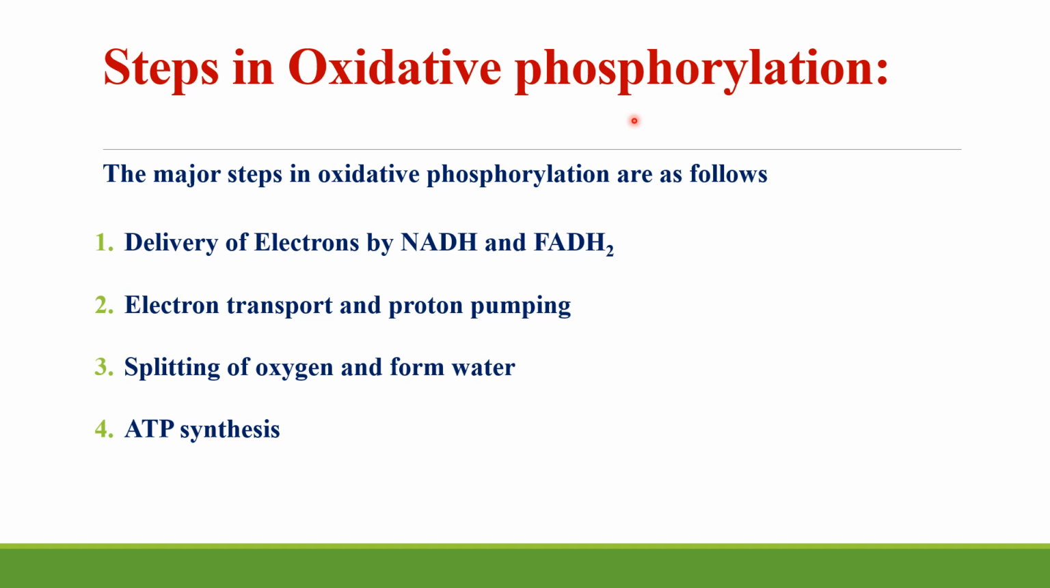So what are the main steps of oxidative phosphorylation? We have four major steps that we'll be learning during the next course of study. First is the delivery of electrons by NADH and FADH2. Then electron transport and proton pumping. How is it taking place? We'll see. Then splitting of oxygen and formation of water. Parallelly, ATP synthesis. All these four aspects we'll be studying step by step.